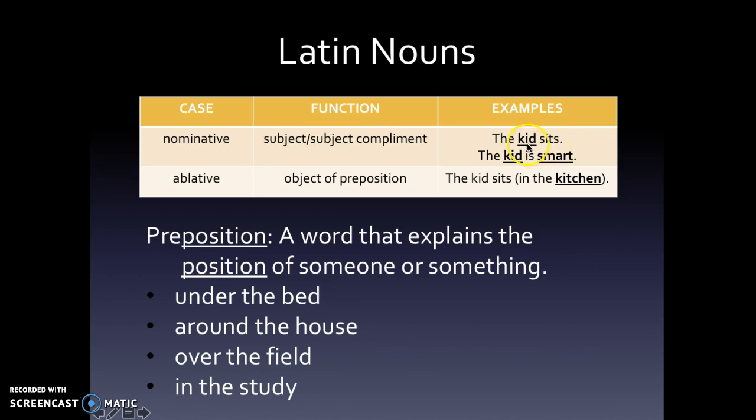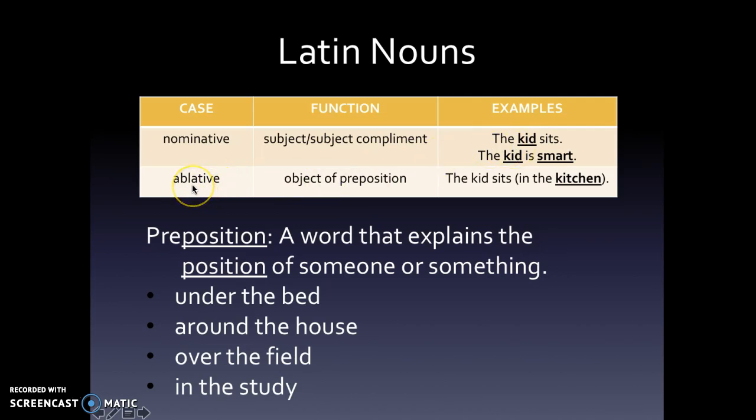In Latin, we would know that this is the subject because of how it is spelled. The last couple letters of the word would look a certain way, and that would indicate that it was our nominative. Here we have a linking verb. The kid is smart. Think of this as an equal sign. It's linking kid and smart together. So kid is the subject. Smart is the subject complement. In English, we just, again, know this because of word order. In Latin, we'll know it because of the endings.